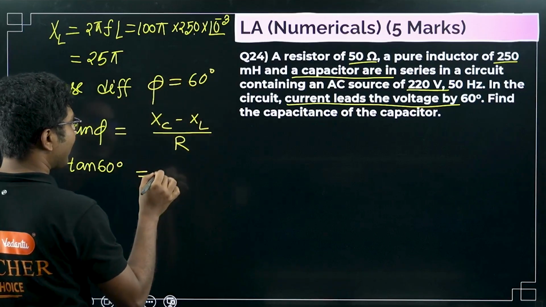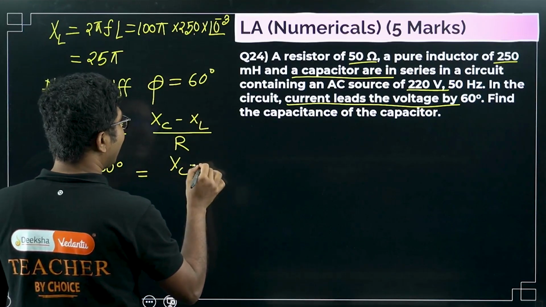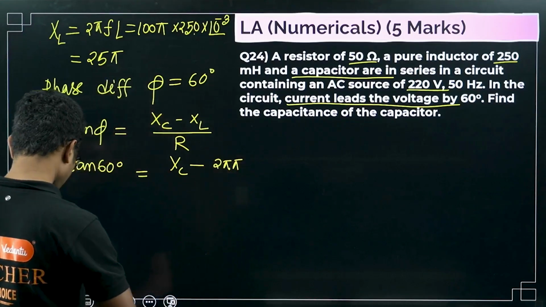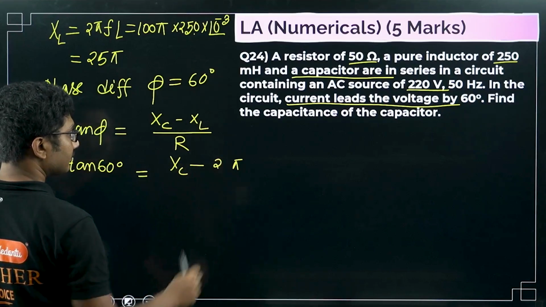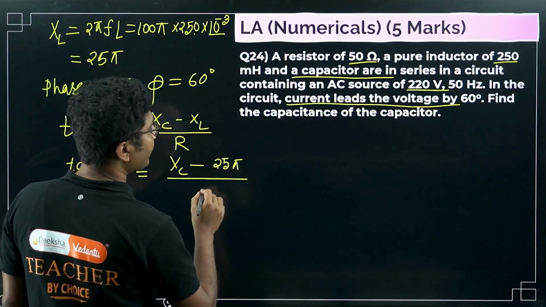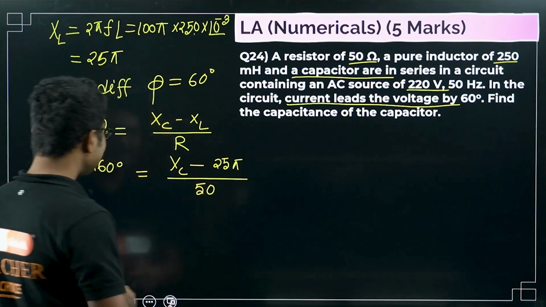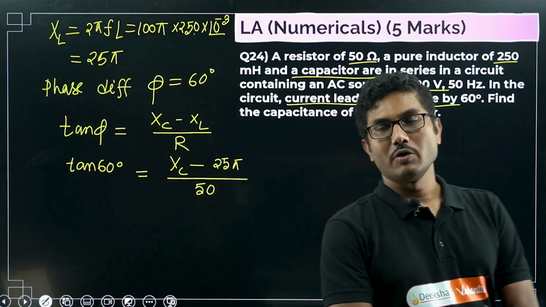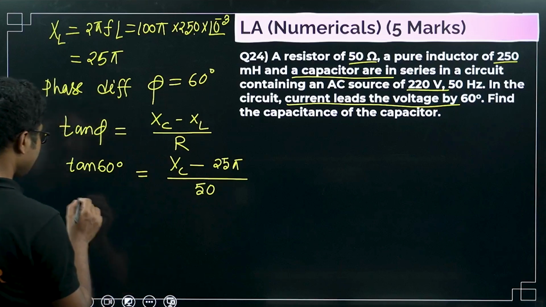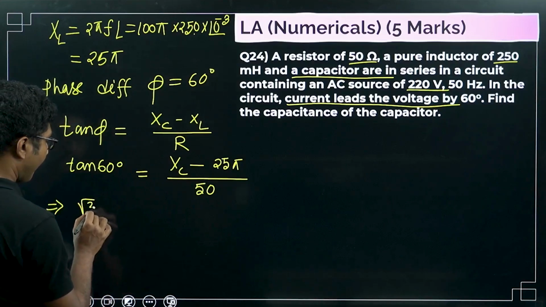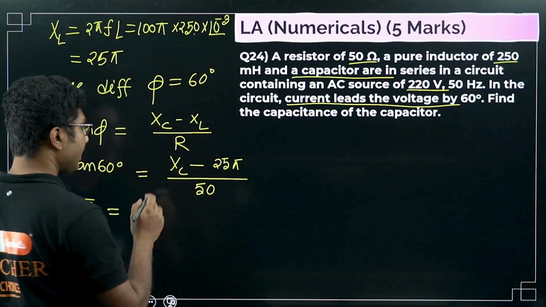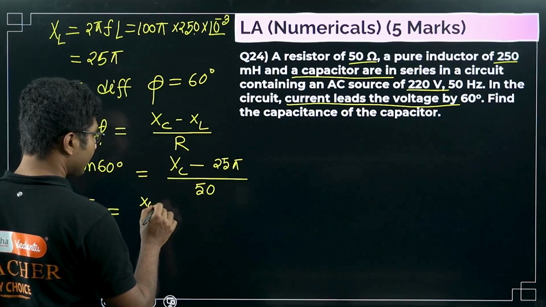Tan 60 degrees we know the value. XC we don't know, XL we already calculated as 25 pi, and R we know is 50 ohm. Now what is the value of tan 60 degrees? Tan 60 degrees is sin 60 by cos 60, so the answer is root 3, right? So tan 60 is root 3, tan 30 is 1 by root 3. These two values are very well-known values, right?